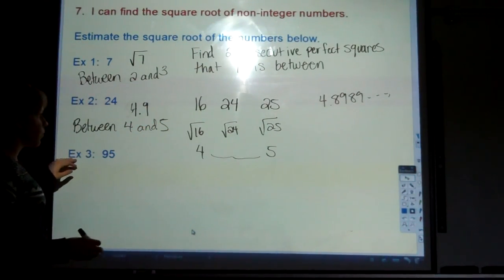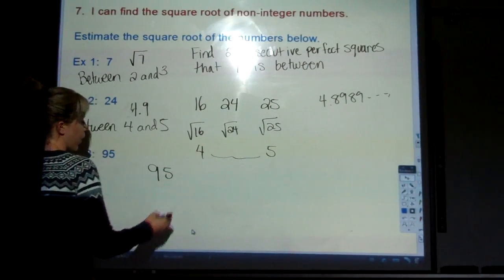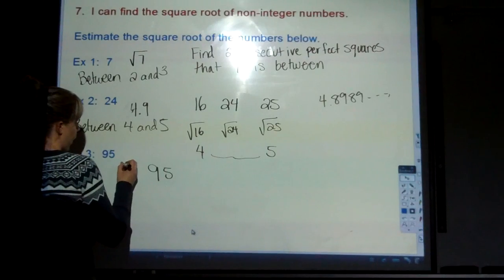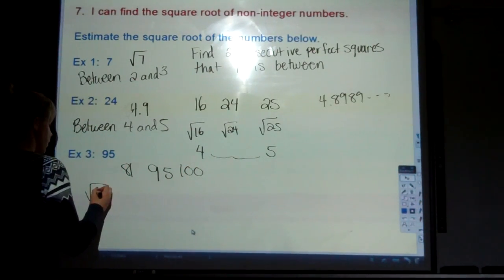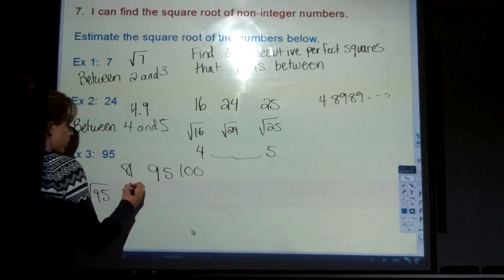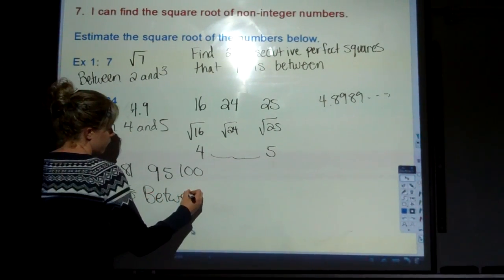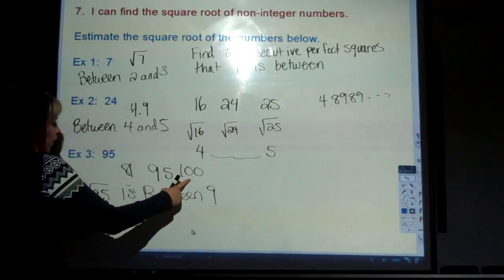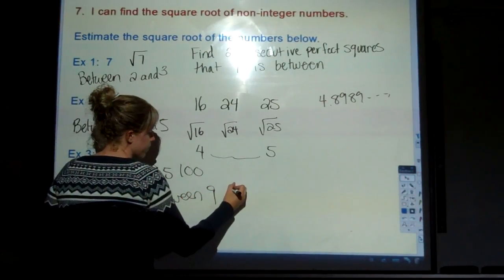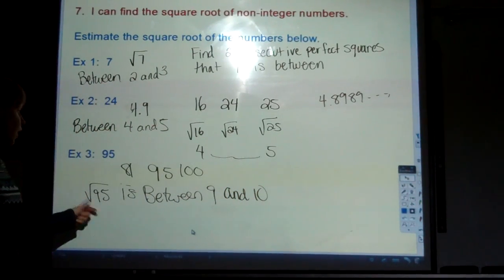The square root of 95, let's try that one. 95 is in between what two perfect squares? That's right, 81 and 100. So that means that the square root of 95 is between, well, the square root of 81 is 9, and the square root of 100 is 10. Therefore, the square root of 95 is between 9 and 10.